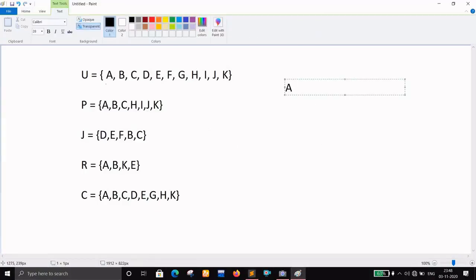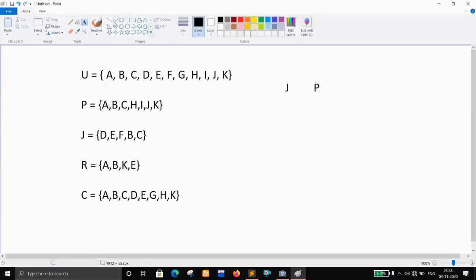Let's say J union P, and we denote union using this symbol, a U. So this is union, right? So J union P. And what does union mean? Union means combine all the elements of both of the sets. That means combine all the elements inside J with P.